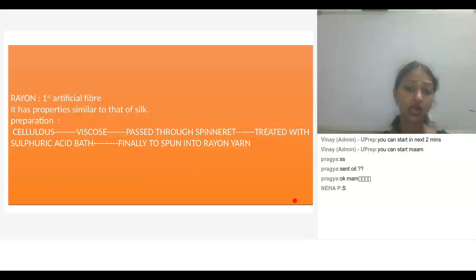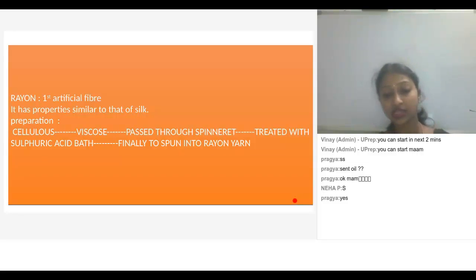So by seeing pure silk and pure rayon, it is very difficult to identify whether they are naturally obtained or made by man, that is, synthetic. Understood? Understood, ma'am. Understood or not? Okay, so rayon is simply called artificial silk. We can say that it is nothing but an imitation of silk.